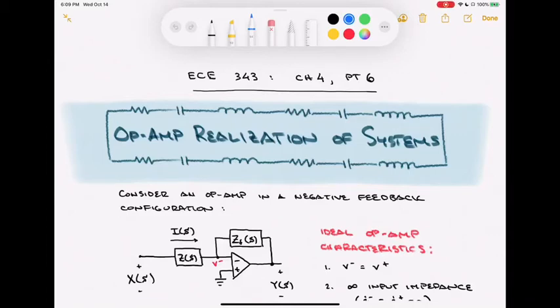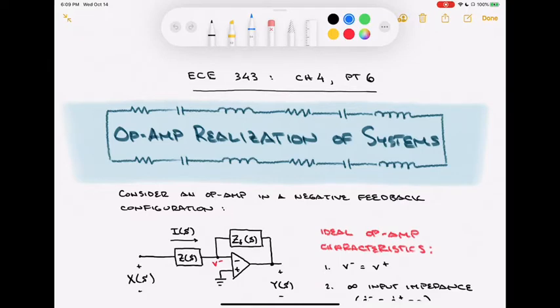This is ECE 343 Signals and Systems. This will be the sixth part of Chapter 4. So last time we took a look at different block realizations of systems described by constant coefficient linear differential equations. We focused our effort on things like direct form 1, direct form 2, and the transposed versions of those structures. We also took a look at some parallel and series realizations.